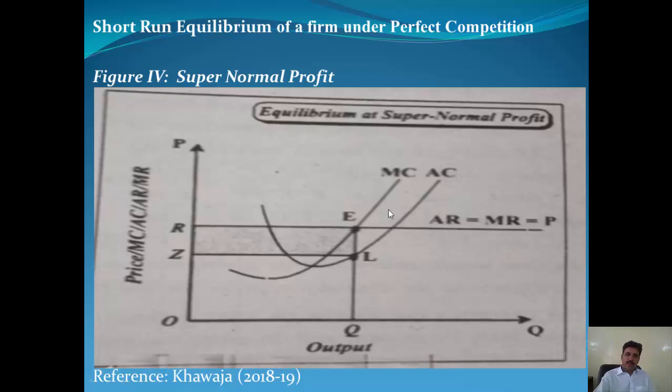And this is also a price line. So OQE is the price of the commodity. Dear students, here the average cost curve is below the price line. If we extend this equilibrium point downward, it meets the AC at L. This means that the average cost is QL, which is equal to OZ. But the price is OR. The cost is OZ, the price is OR. This means this rectangle is the profit.